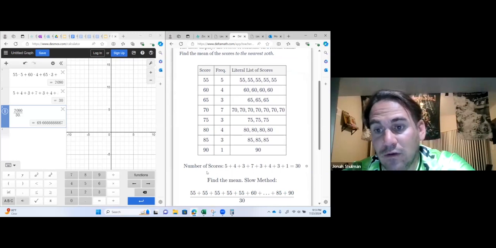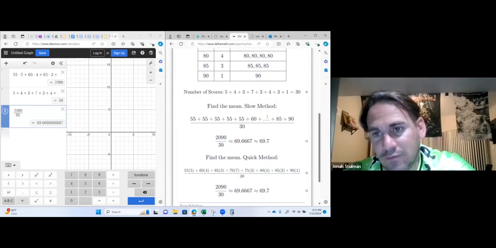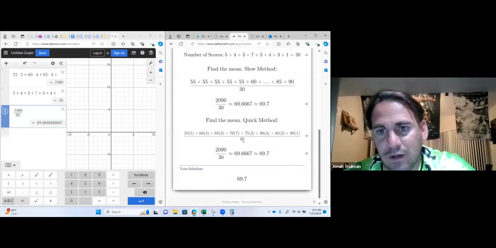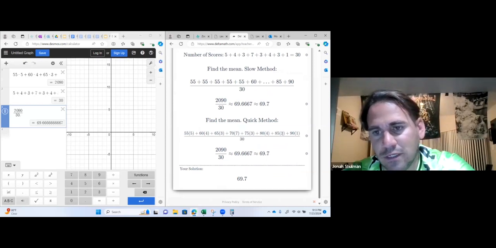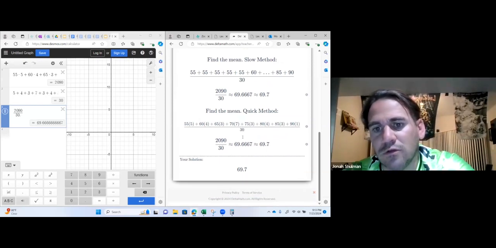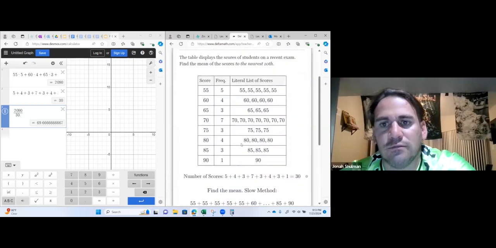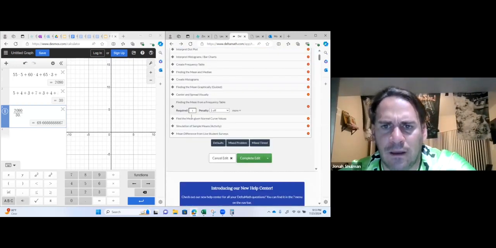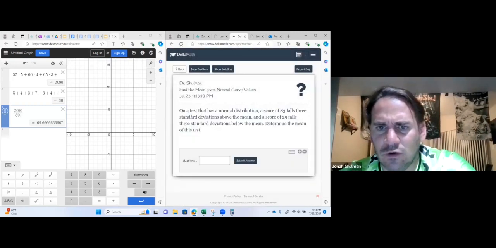I didn't want to write all this out. I did not want to add all those. See, they even put the dots. Find the mean, this is the quick method. That's what I did, where I just multiplied them. This is exactly the way I did it. Cool. All right, let's find the mean given a normal curve.